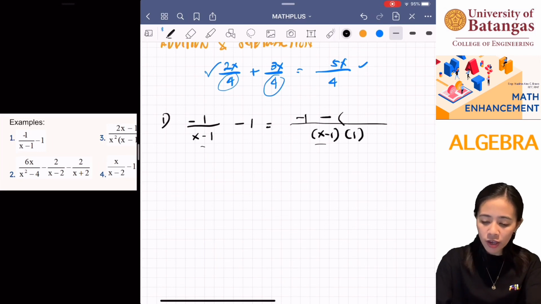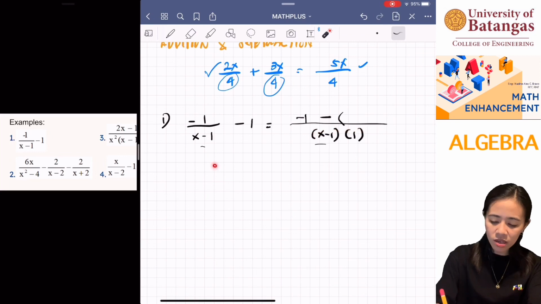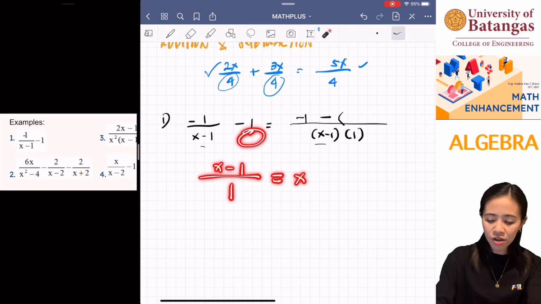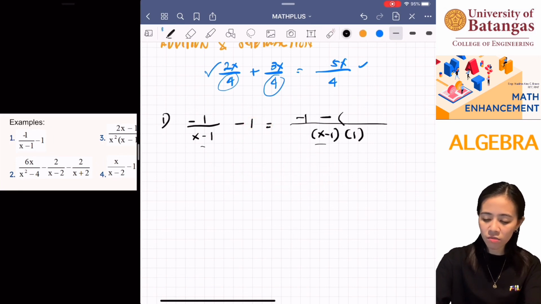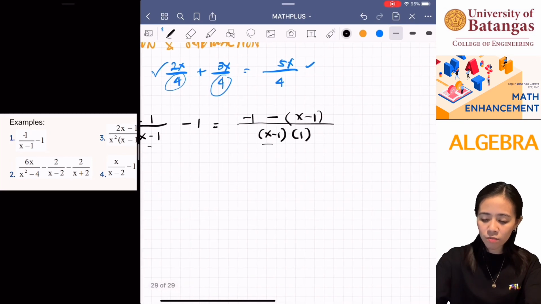Okay? We have x minus 1. So, let me write that as x minus 1 divided by yung denominator nito, which is 1. Okay? Which means I will get that as x minus 1. So, yung sagot ko, I will multiply this to the numerator, which is positive 1. So, I'll get x minus 1 pa rin. So, let me write here x minus 1.